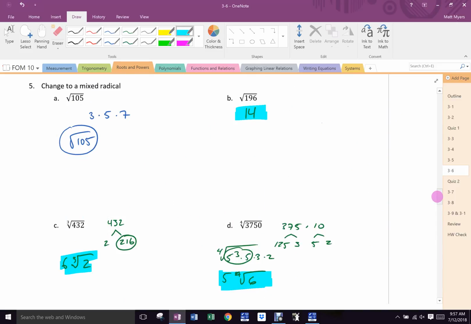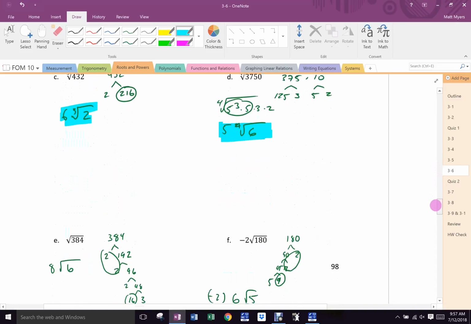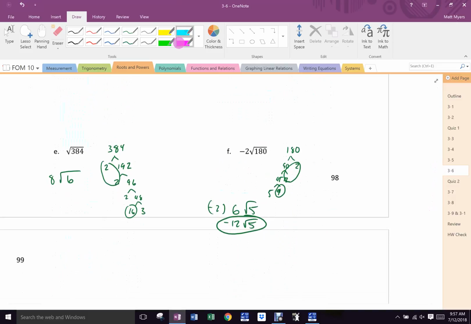How do you get which? I haven't even gotten to F yet. Any questions about those three? Going once. Going twice. Going thrice. Awesome. I can't wait to mark this quiz. Any questions about E and F? Okay.